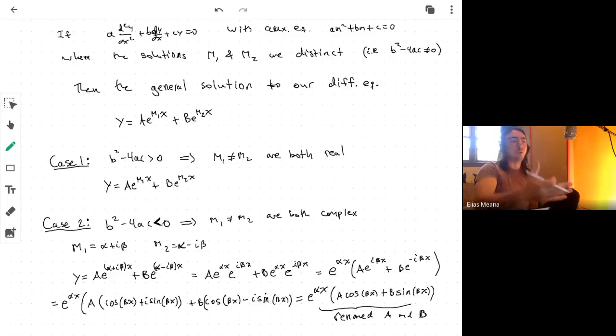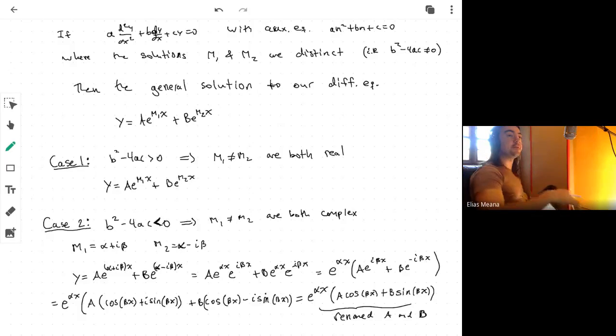But the whole point of this is that when we've got complex solutions, right? When we have complex roots to our polynomial, to our quadratic in this particular case, we can naturally write this as cosine and sine times some exponential, right? So times e to the alpha x as well.